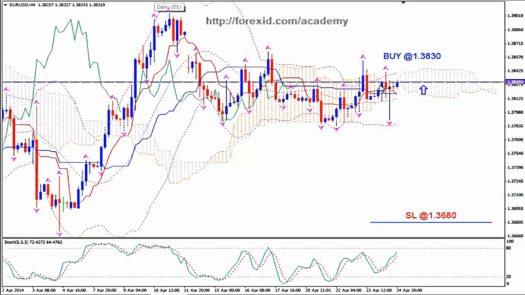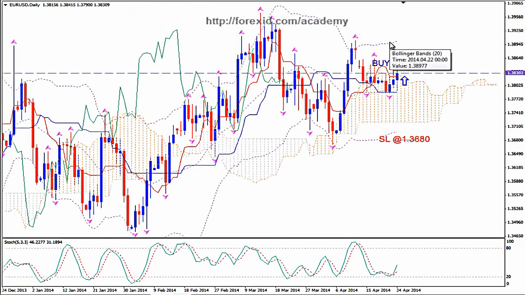So once you start profiting on H4 time frame, having the upper Bollinger Band on the daily time frame as your take profit target, okay, at a price level of 1.39 or 10 to 20 pips below that point, you can set your take profit target.